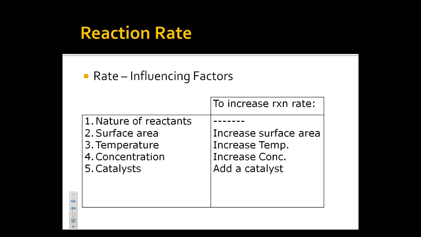And then the last one is a catalyst. A catalyst increases the rate of a reaction, and we'll talk about how they do that here in just a second. So you add a catalyst, it increases the rate of reaction. To slow down a reaction, you would actually add an inhibitor, and they slow down reactions because we don't always want them to be sped up.